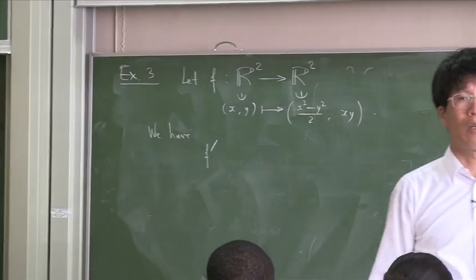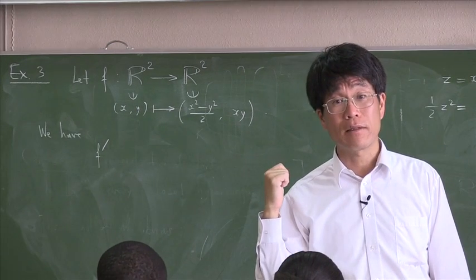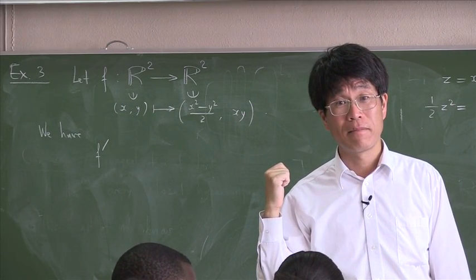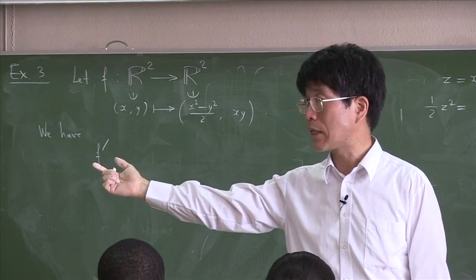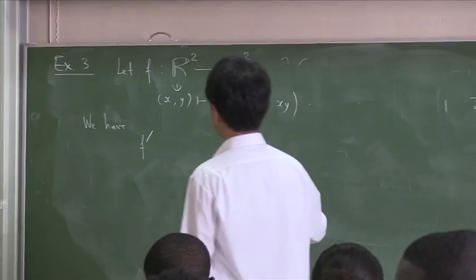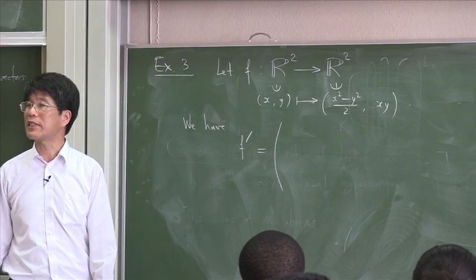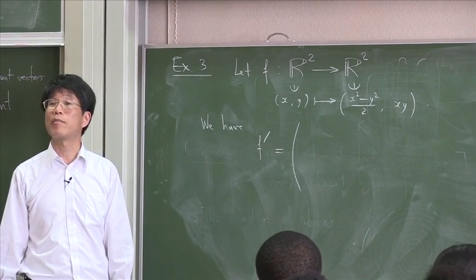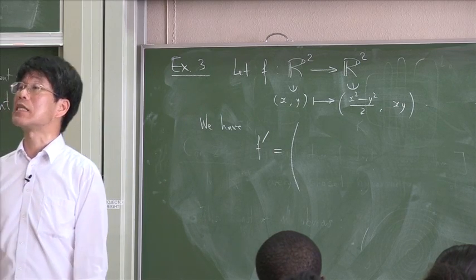Have you ever heard of the Jacobian? Somebody says yes. The derivative of this is a combination of partial derivatives. It's not a vector, it's a matrix.